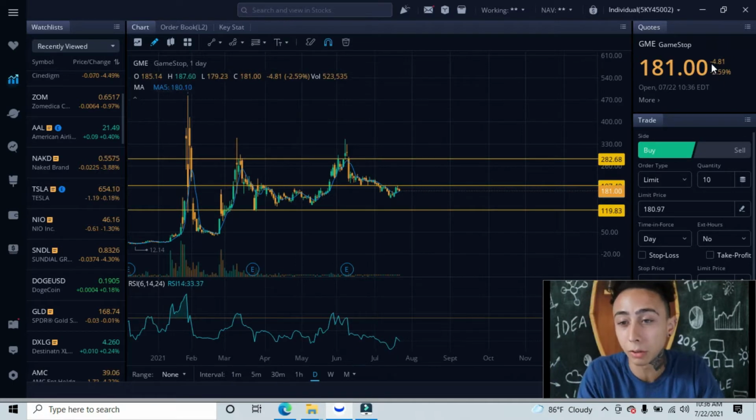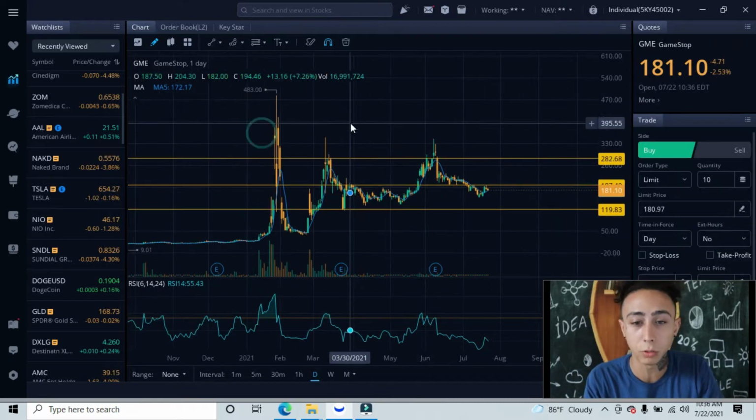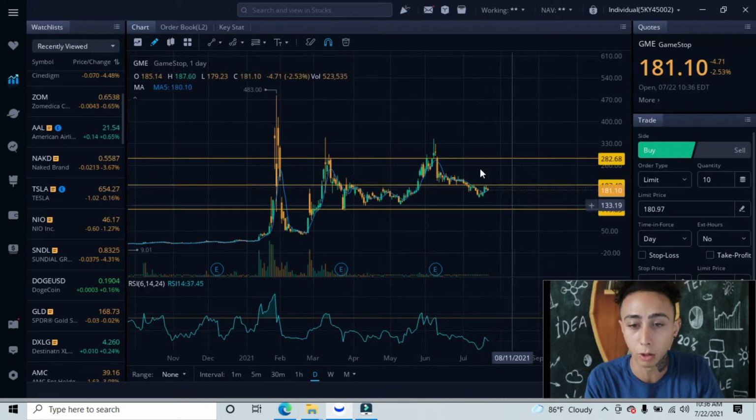So we're down nearly 3% for the morning. We look at our volume, we're at 526,000, so we're definitely above the 150,000 threshold that we like to see. Let's go over our support and resistance lines really quickly, and then we'll get into more on where we're at.